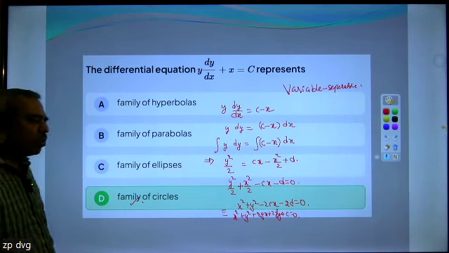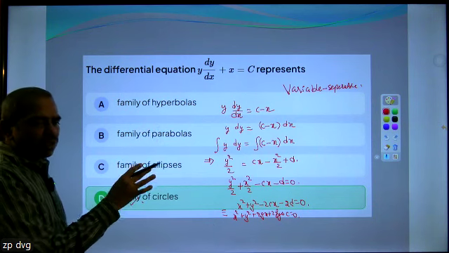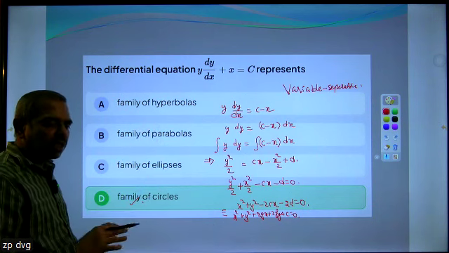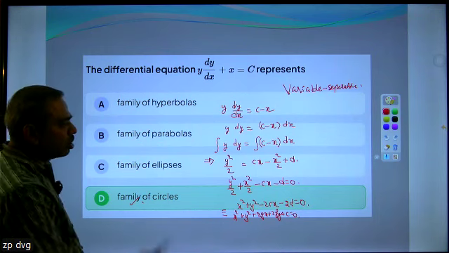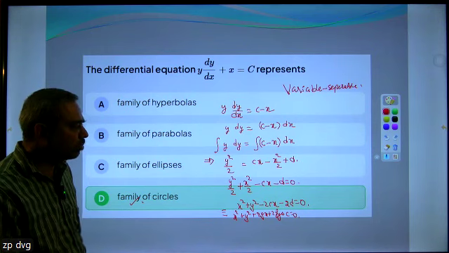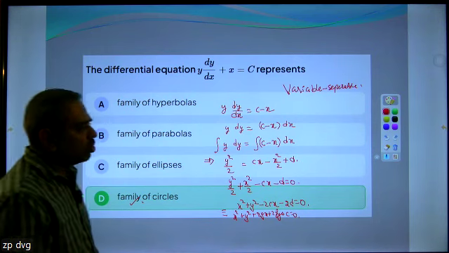So what we have to do is, whenever a question is given, first of all check whether the variables can be separated or not to find a solution. Is it clear? So this is how we have to do it. Is it clear? So the next one.